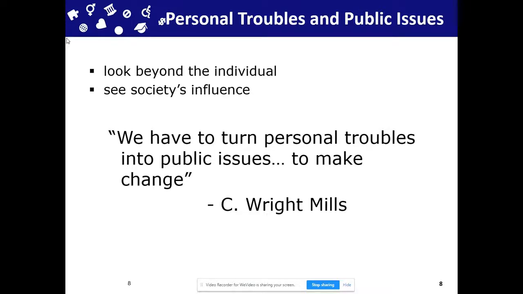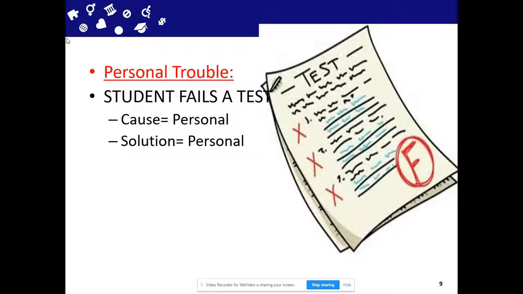But C. Wright Mills thought that the sociological imagination allowed us to turn what he called personal troubles, things influencing particularly individuals, into public issues, things influencing groups of individuals, to make change. Right? And C. Wright Mills was concerned about improving the social world. We'll read about more people concerned about that next week.